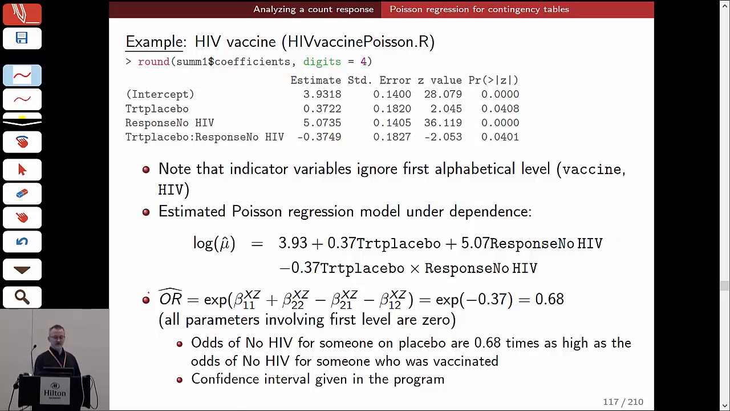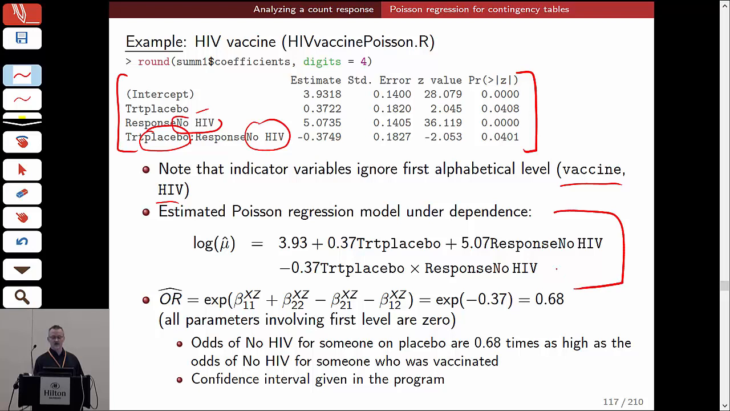Rather than showing you the whole output, which gets rather long, the coefficients come out in this segment. We have an indicator for placebo because placebo is the second level of treatment. We have a coefficient for no HIV because no HIV is the second level of response. And then we have an interaction term for the combination of placebo and no HIV. So the indicator variables in each case were set up to ignore the first alphabetical level, so it's ignoring the vaccine and the HIV level and using the second levels to set their values. So this results in an estimated Poisson regression model under dependence, so not assuming independence, because I have this interaction term here.